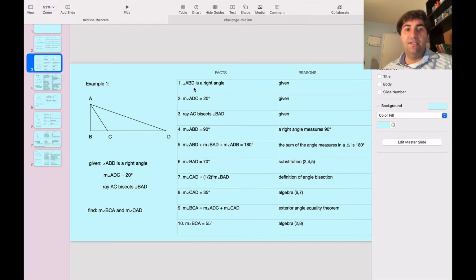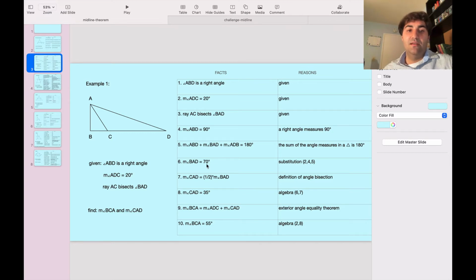We know that angle ABD is a right angle, so it measures 90 degrees. And we know that the sum of the angle measures in a triangle is 180 degrees. If we apply this to triangle ABD, we get the measure of angle ABD plus the measure of angle BAD plus the measure of angle ADB is equal to 180 degrees. Now if I substitute the measure of angle ADC equal to 20 degrees and the measure of angle ABD equal to 90 degrees into this statement and simplify, you get the measure of angle BAD is equal to 70 degrees.